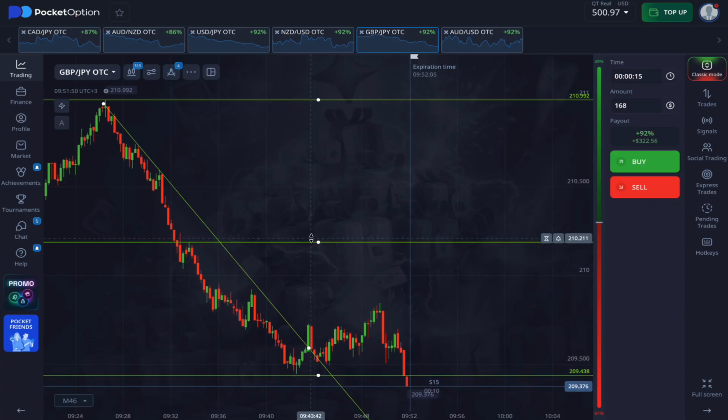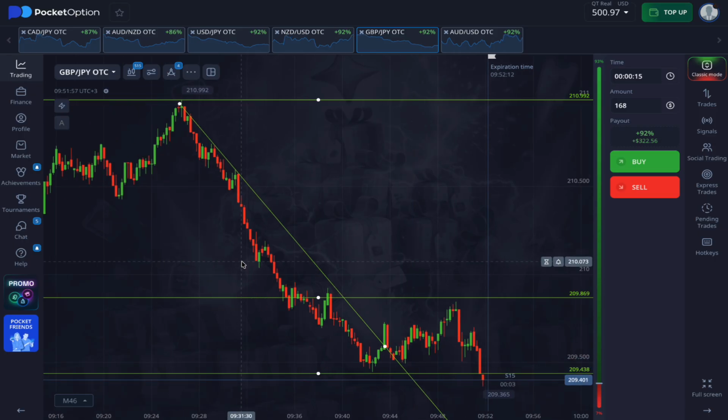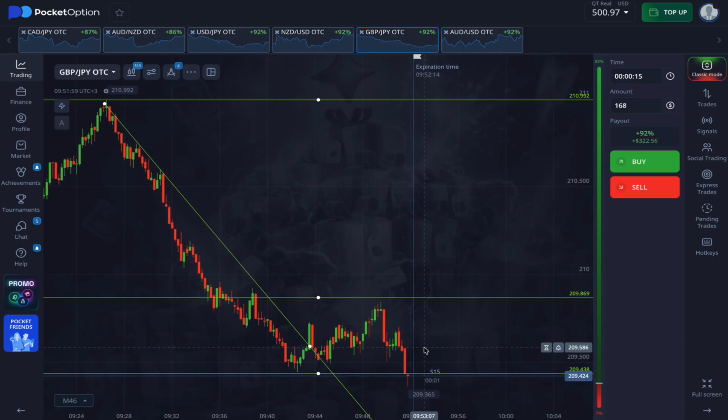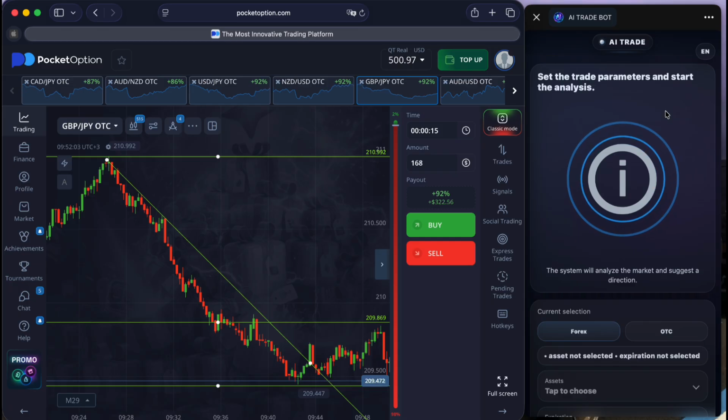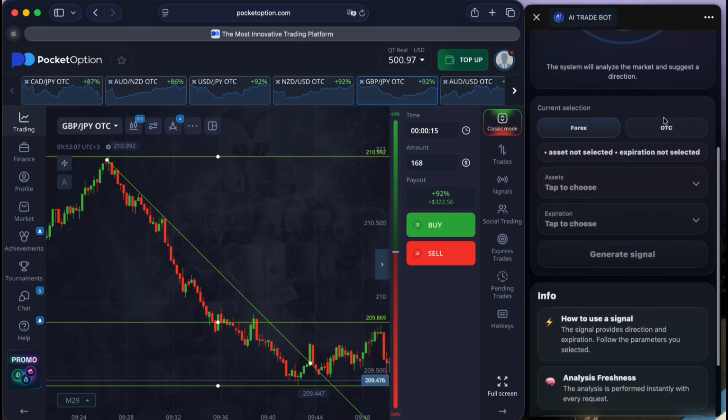I'll also mark the most recent local price high here. Stable sideways movement was previously happening on this asset, but now pullback movements dominate the market. And many traders would open a position here going for a downward move. But this strategy is based on trading with technical analysis confirmed by signals from an AI-powered bot.